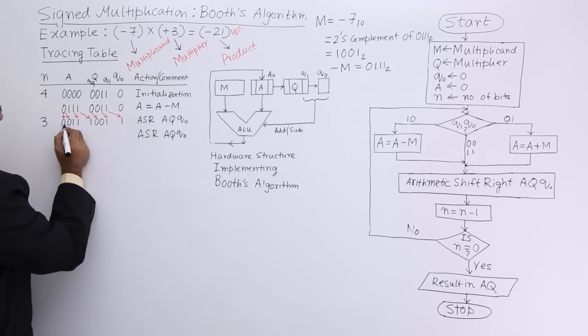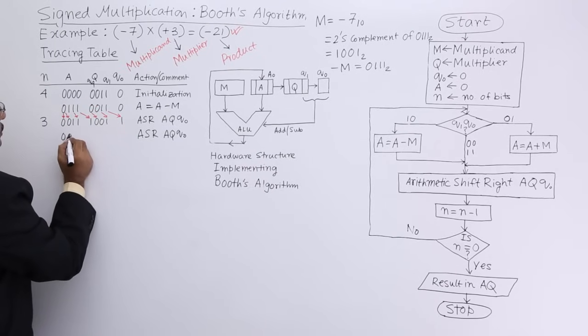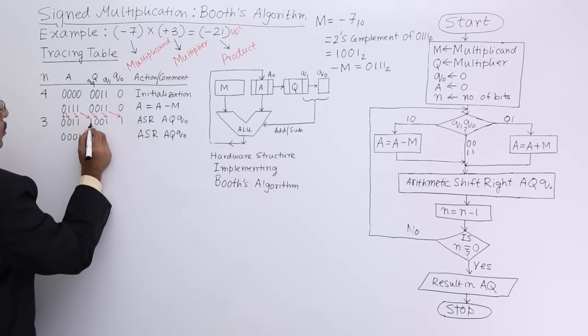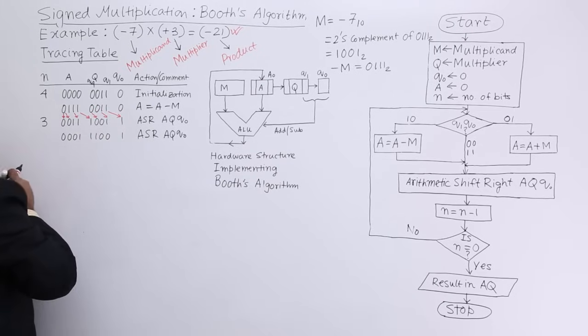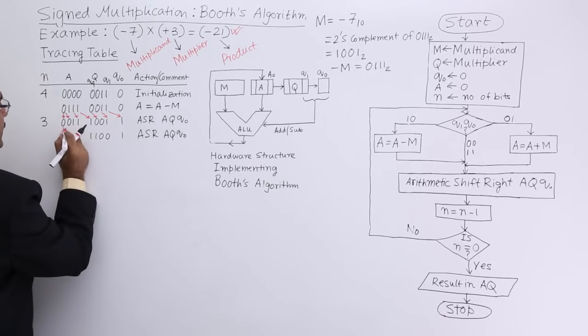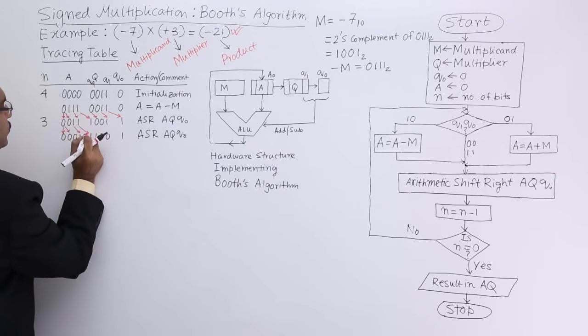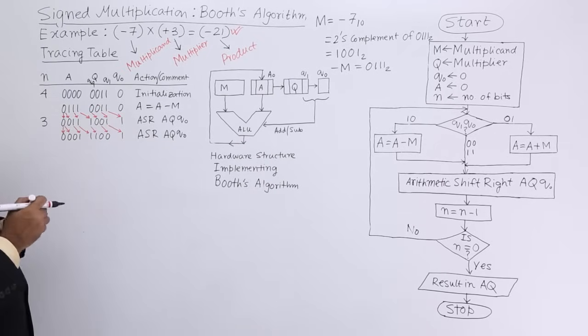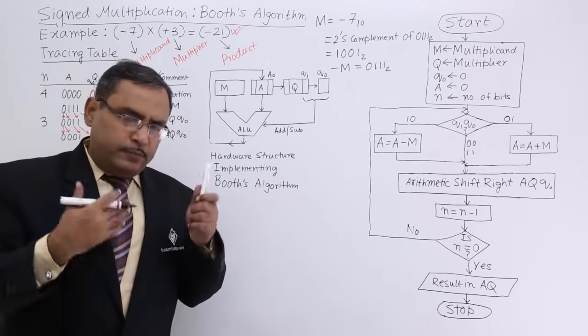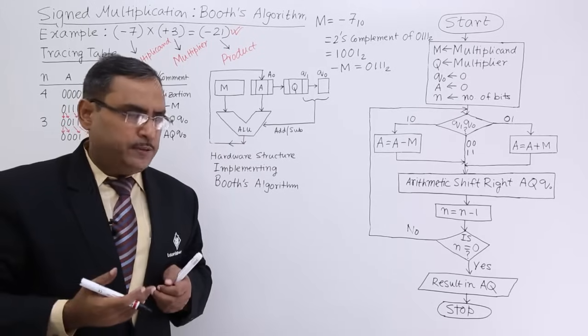0 will come down, 0 0 1 1, so 0 0 1 1, 1 0 0 1, so 1 0 0 1. So this 0 will come down, this 0 will get shifted, this 1 will get shifted, this 1 will be coming down here, and this 1 will be going there. So same analogy for arithmetic shift right.